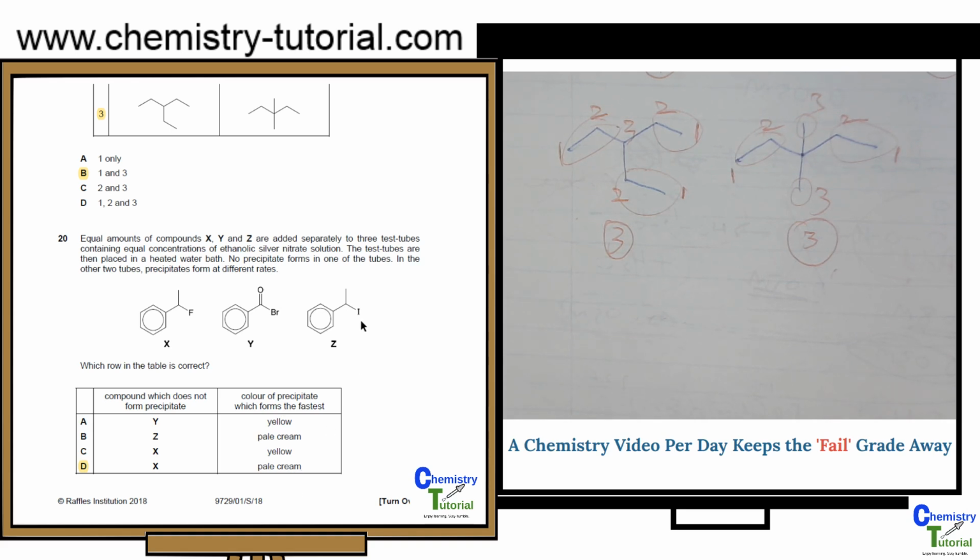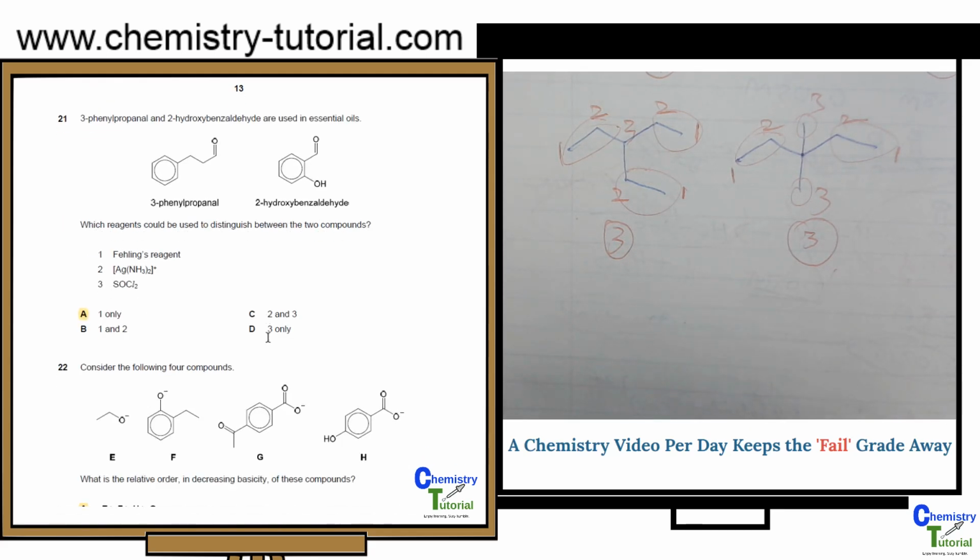The yellow precipitate is our AgI. However, if let's say this is not an acyl bromide, but rather an alkyl bromide versus an alkyl iodide, then the alkyl iodide, the I minus will be kicked out much more easily because the C-I bond is weaker than the C-Br bond. But not in this case, because this is an acyl halide. So the answer for question 20 is option D.